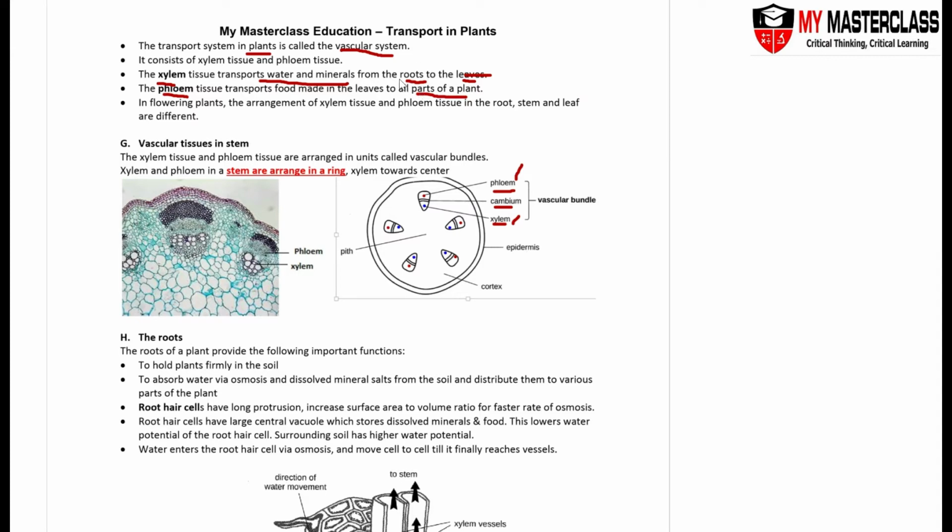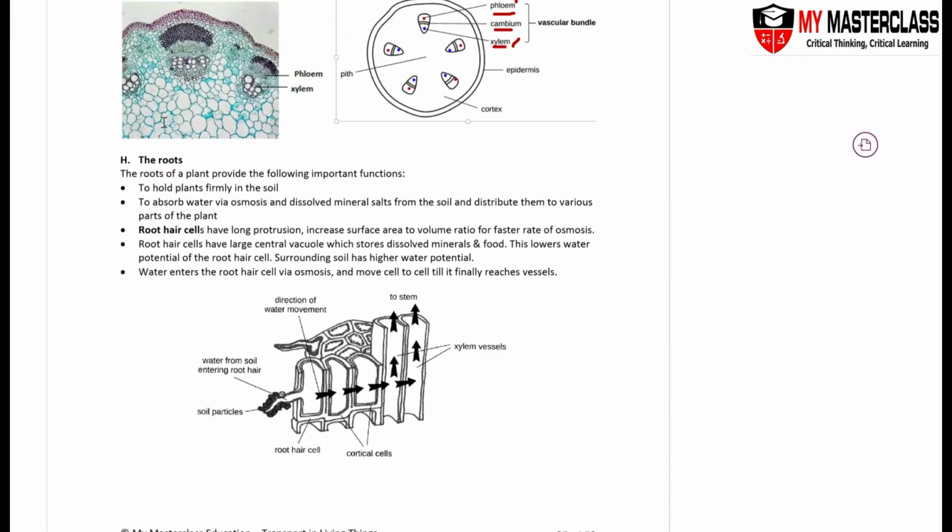In terms of the roots, the roots have different functions. Of course the purpose of the roots is to hold the plant firmly in the soil, and in the absence of that we have what we know as soil erosion during massive deforestation. Another thing is that roots also absorb the mineral salts and ions from the soil.